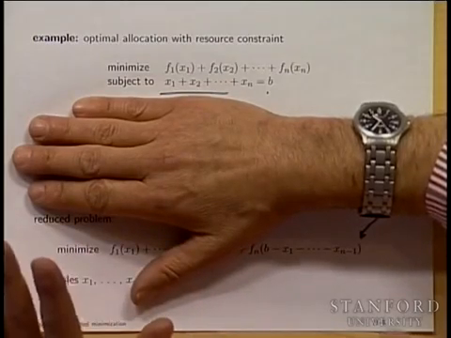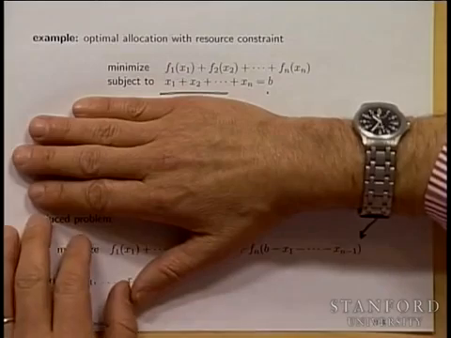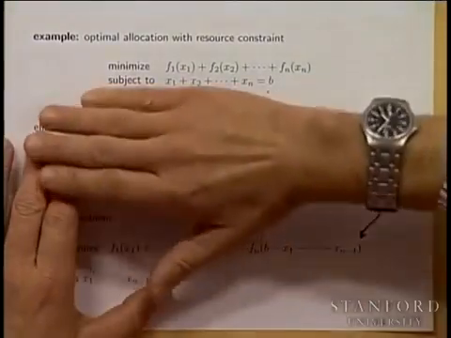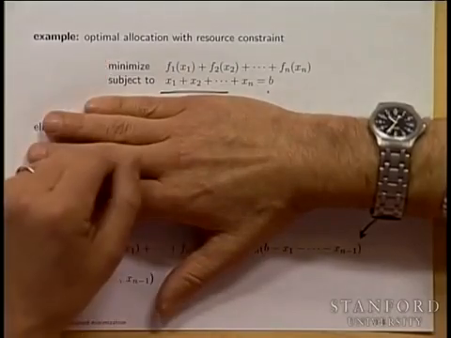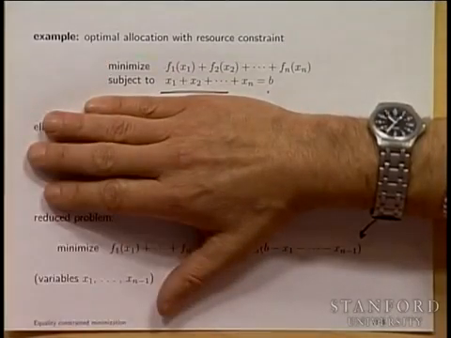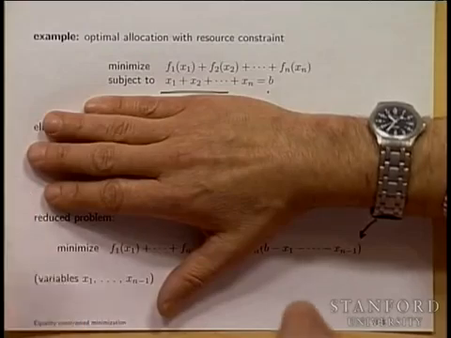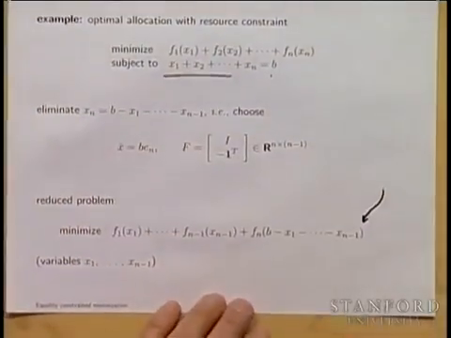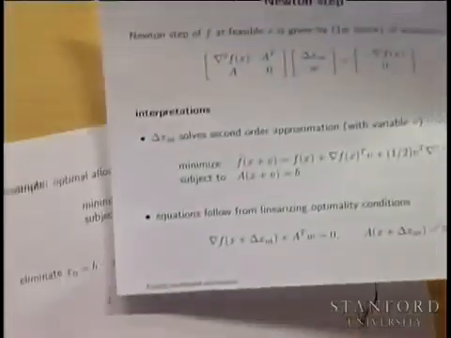I think I'm repeating myself, but that's okay, because these are really important things. So that means you can do this resource allocation with a million users. It's absolutely no problem. You can do it in MATLAB if you know what you're doing. So, okay, this is elimination.